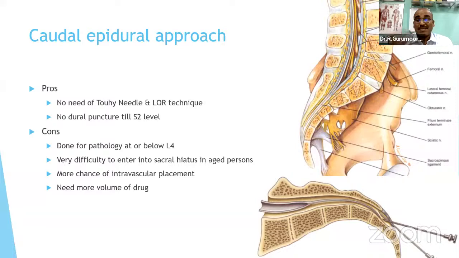Those patients will have calcified sacrococcygeal ligament and sometimes there will be osteophytes. It will be very difficult. It's not that easy as doing interlaminar. Interlaminar, we just have to hit the lamina, move it up, or you can go in the midline, feel the ligament, then use the LOR technique and go there. Sometimes it will be very difficult when you are doing it in aged patients. It's very good in young patients.